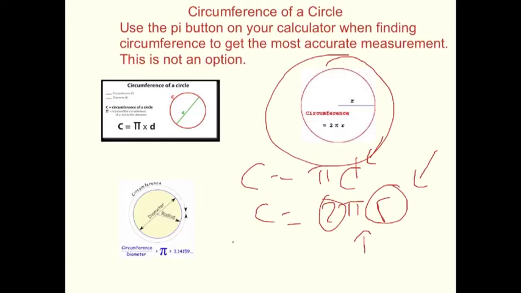On the state test formula sheet, they do give you the c equals 2 pi r formula. So I just want you to be familiar with both and see that they're really the same formula.